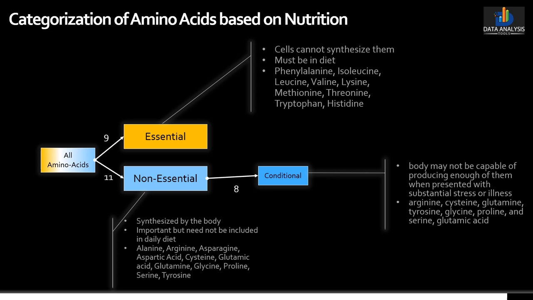From only these 9 essential and 11 non-essential amino acids, the body is able to generate many thousands of unique proteins with different functions. Although 11 of the amino acids are non-essential, humans may require some of them to be taken from outside if they are under stress or have an illness. During these times, the body may not be able to make enough of these amino acids to keep up with the increased demand.